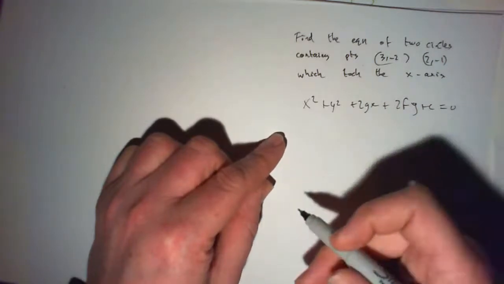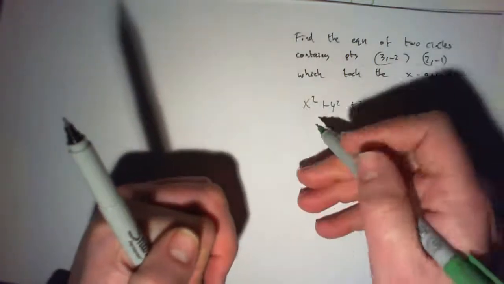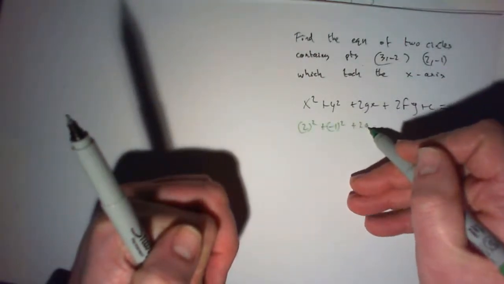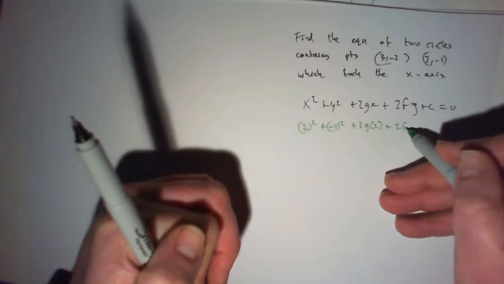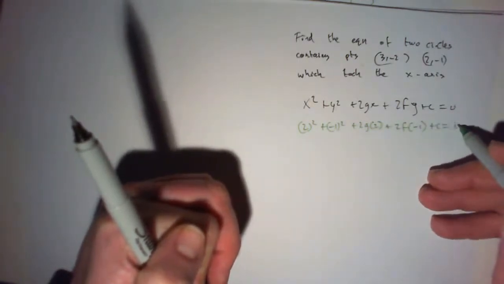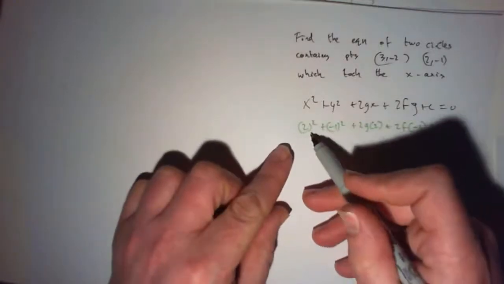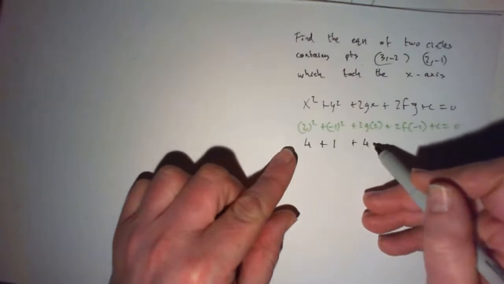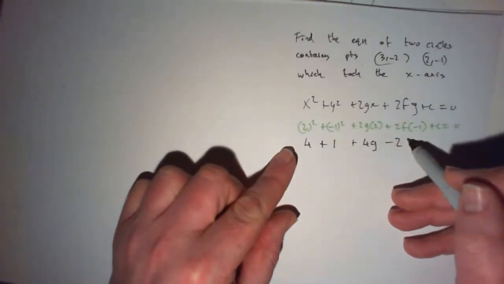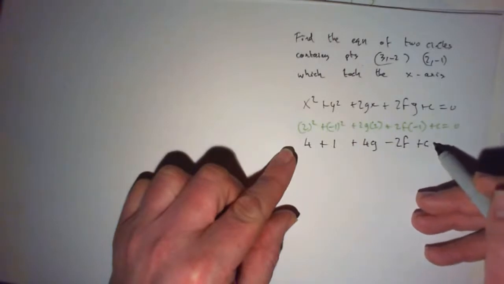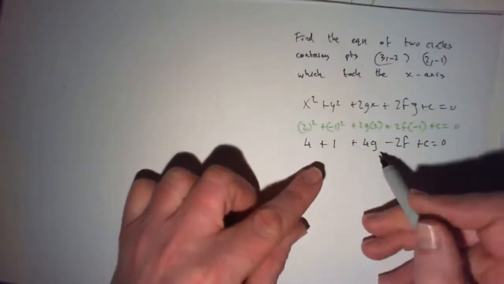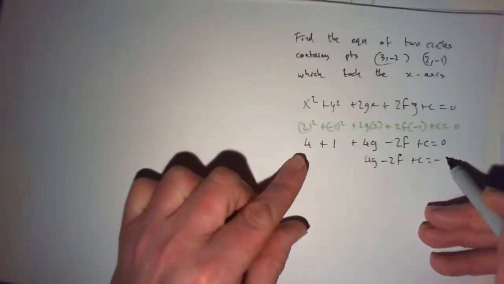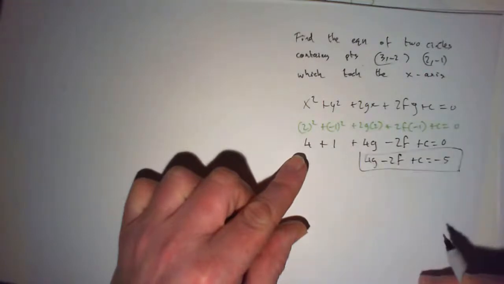So let's put 2 and minus 1 in. That's 2 squared plus minus 1 squared plus 2g times 2 plus 2f times minus 1 plus c equals 0. So let's do this out. That's 4 plus 1 plus 4g minus 2f plus c equal to 0. Let's get that nice and neat: 4g minus 2f plus c equal to minus 5. So there's one part ready to go.